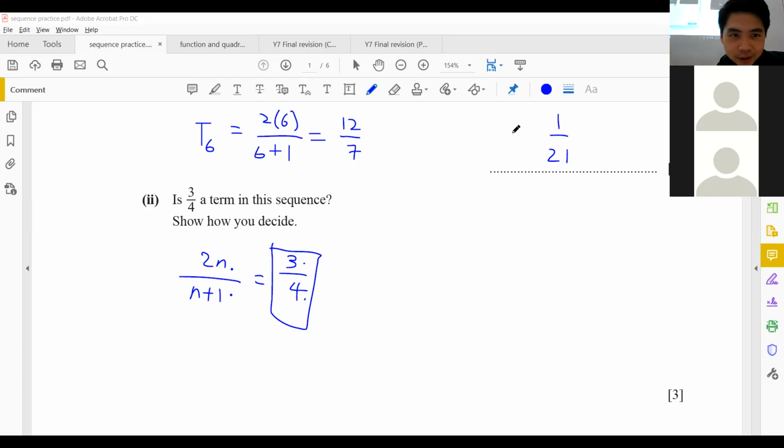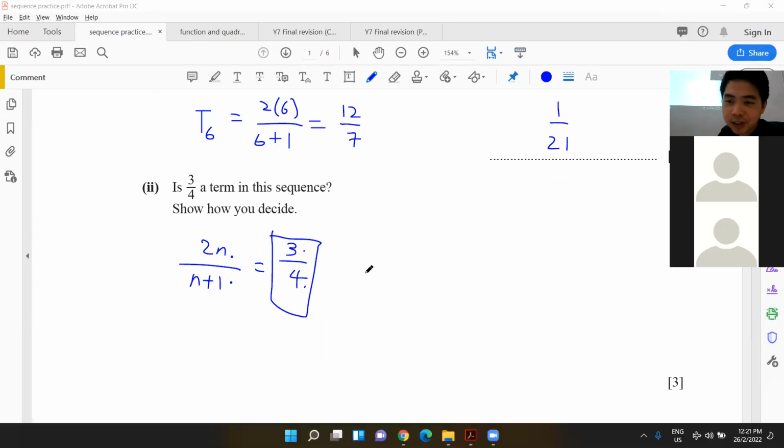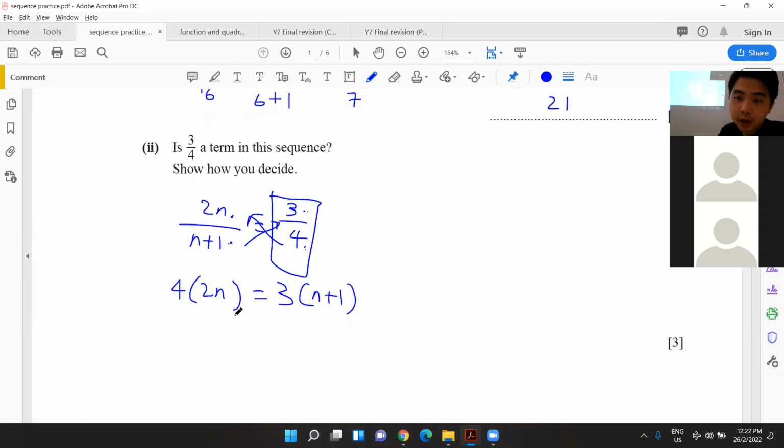I'm sharing screen, right? Okay, so now what we're going to do is, this is a fraction, this is a fraction, right? What we can do is cross multiply it. So you have 4 multiplied by 2n equals 3 multiplied by n plus 1. Open up the bracket, you would get 8n equals 3n plus 3. And then solving the equation, you would have 5n equals 3, so n equals 3/5.